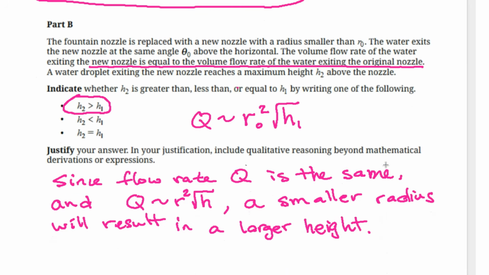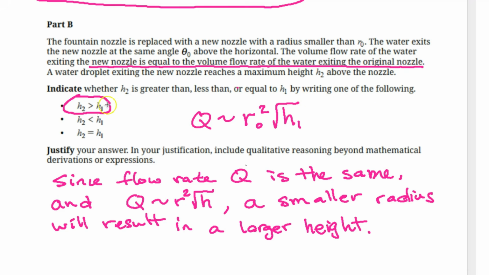Part B. The fountain nozzle is replaced with a new nozzle with a radius smaller than r naught. The water exits the new nozzle at the same angle theta naught above the horizontal. The volume flow rate of the water exiting the new nozzle is equal to the flow rate of the water exiting the original nozzle. A water droplet exiting the new nozzle reaches a maximum height h2 above the nozzle. Indicate whether h2 is greater than, less than, or equal to h1 by writing one of the following.